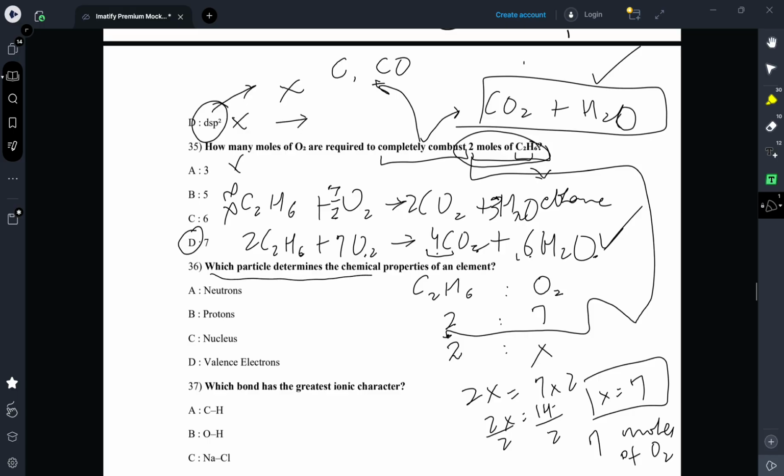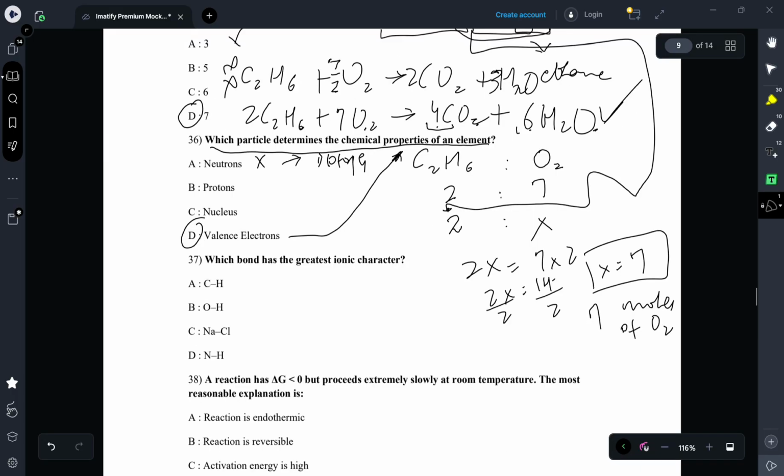So which particle determines the chemical properties of an element? So always remember, this is the valence electrons. Neutrons, they are only like in isotopes, and it does not concern the chemical properties, because isotopes have the same chemical properties but different physical properties, like density. Chemical properties and reactivity and bonding are always dependent on the valence electron. So D would be the correct answer for this one.